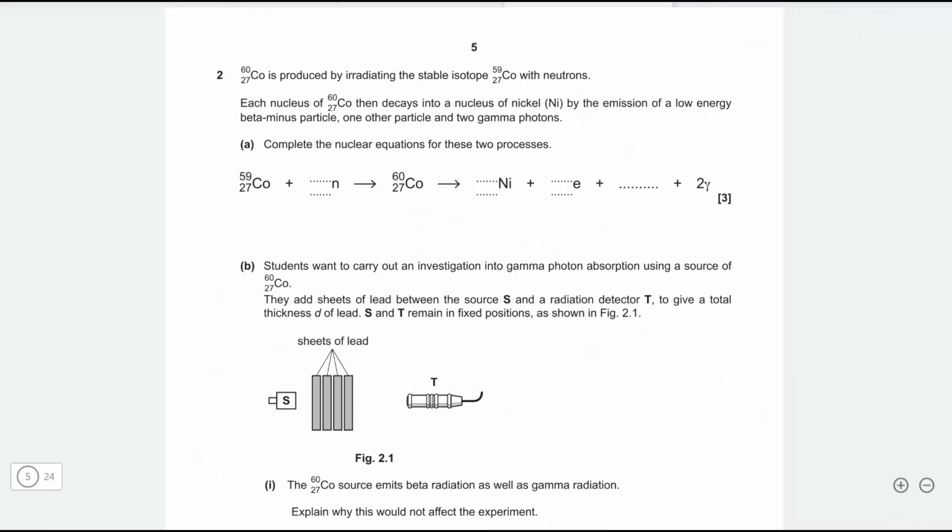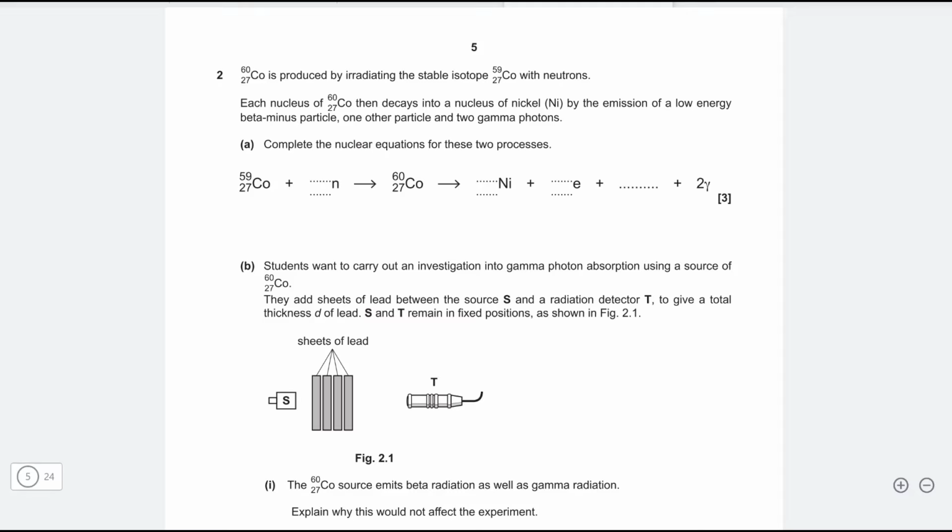So question number 2, this is a radioactivity question, and okay, so we have cobalt-60 (27 protons) produced by irradiating the stable isotope cobalt-59 with neutrons, and each nucleus then decays into a nucleus of nickel by the emission of a low energy beta minus particle. This is essentially beta minus decay. One beta particle and 2 gamma photons. Complete the nuclear equations for these processes.